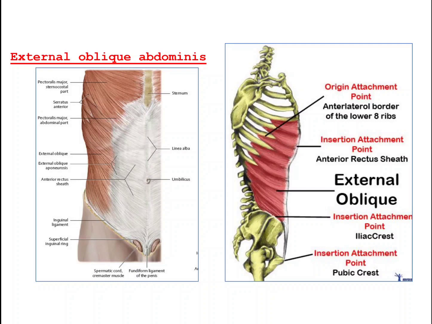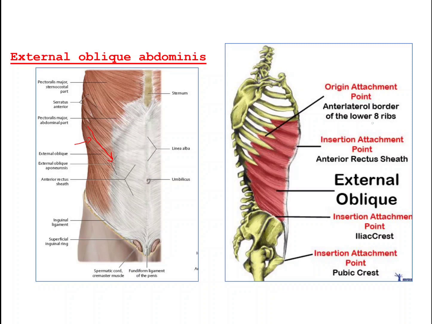The first one is the external oblique abdominis muscle. The external oblique abdominis muscle is present just deep to the superficial fascia. You can see this is the external oblique abdominis muscle, and see the direction of fibers. The fibers of the external oblique abdominis muscle run downwards, forwards and medially. What is the origin?